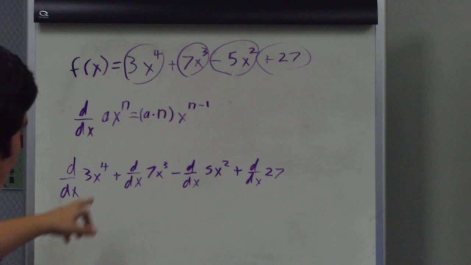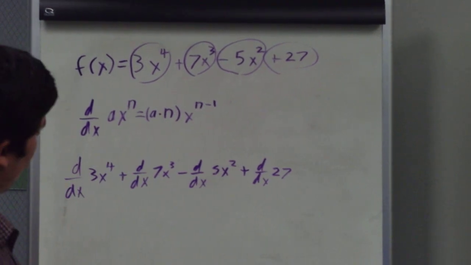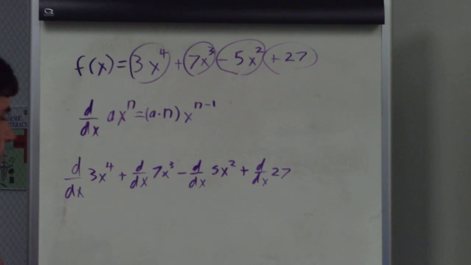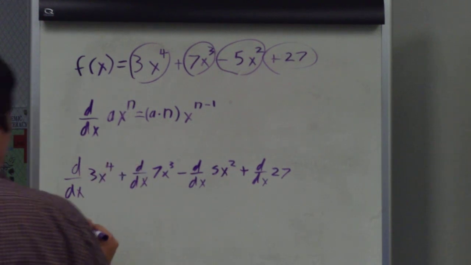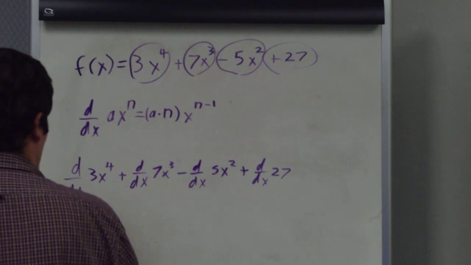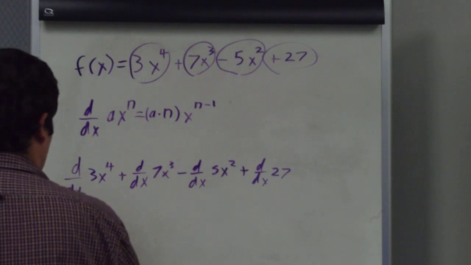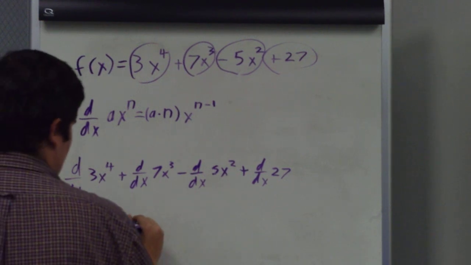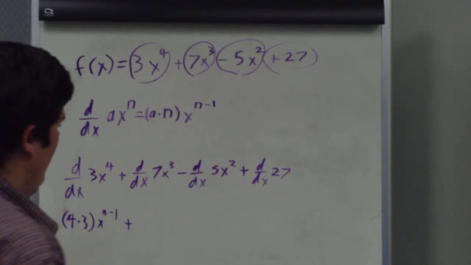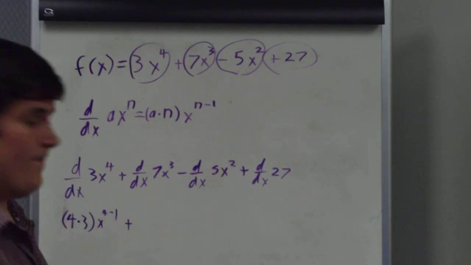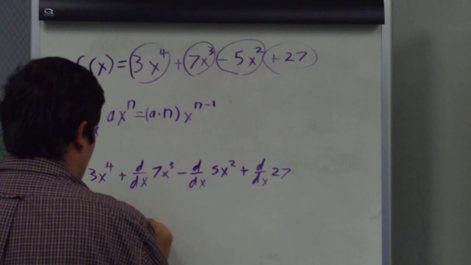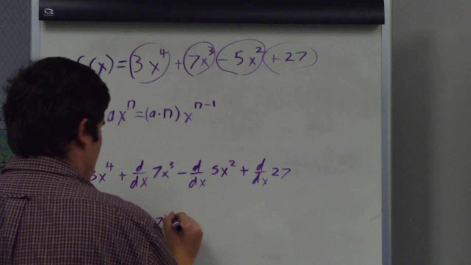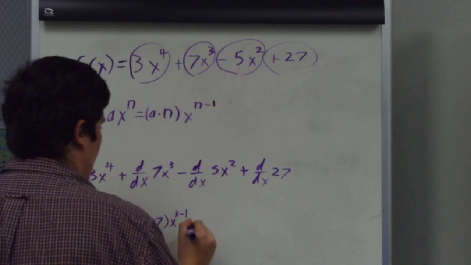Alright? So we're going to start here. We're looking at it. We've got our a as 3 and our n as 4. So following the form, we've got 4 times 3 times x to the fourth minus 1 plus, in this one, our a is 7 and our n is 3. So then we have 3 times 7 times x to the 3 minus 1.